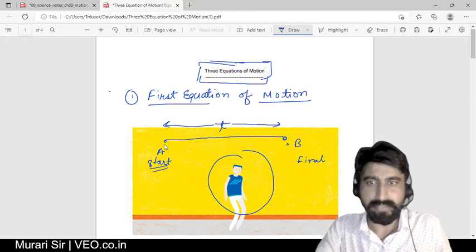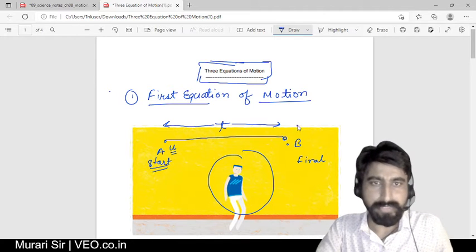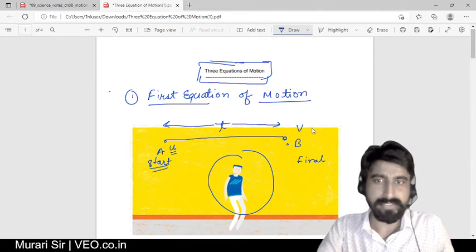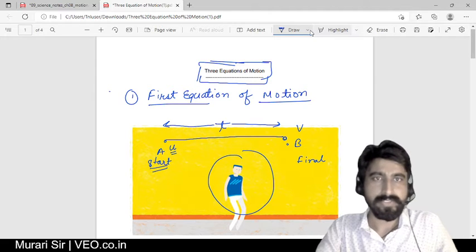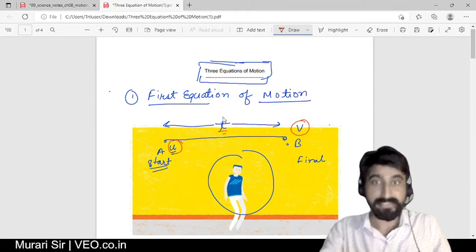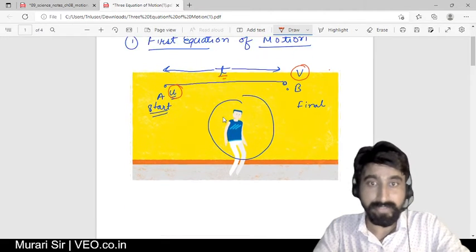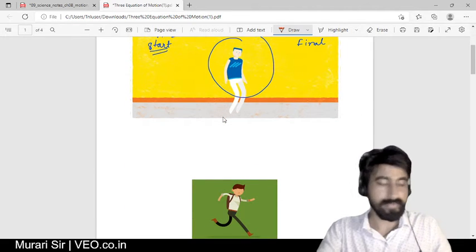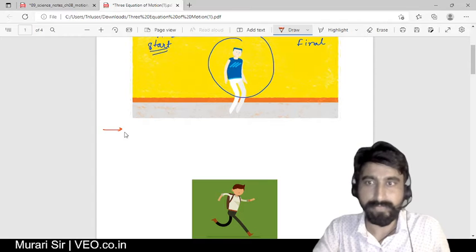Even at the start, let's consider its initial velocity is u. And when reaching point B, his final velocity is v. Okay, so what are these initial and final velocities? And he took time t. Now let us understand this with the help of a graph and try to deduce the first equation, using the graphical method.